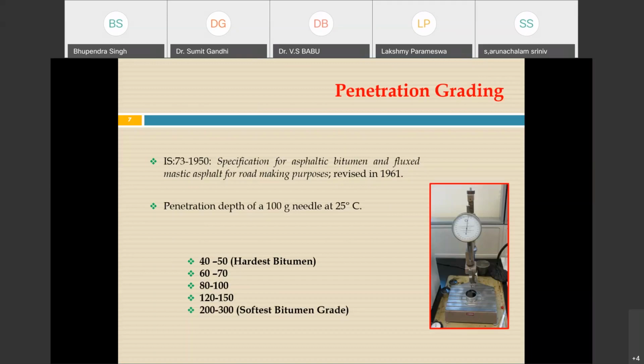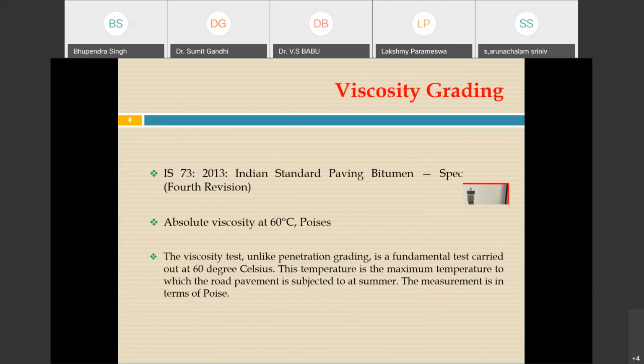Penetration grading is a very simple grading procedure, but the problem associated with it is that the penetration value is not a fundamental property of the bitumen. It creates a problem because it is not related in any way to the performance of the bitumen in the field. So that is why it was replaced with the viscosity grading.